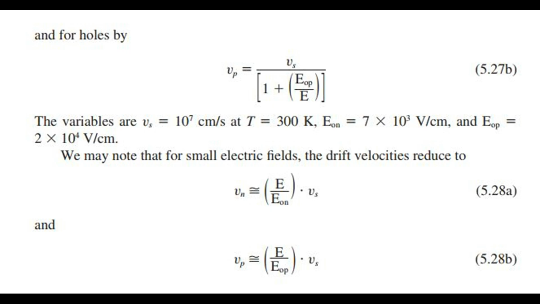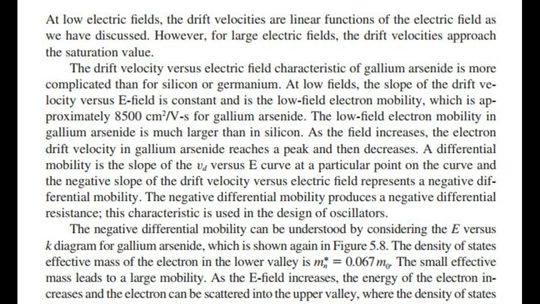and for holes by. The variables are v sat equals 10 million centimeters per second at temperature equals 300 kelvins, E0n equals 7,000 volts per centimeter, and E0p equals 20,000 volts per centimeter. We may note that for small electric fields, the drift velocities reduce to the linear forms. At low electric fields, the drift velocities are linear functions of the electric field as we have discussed. However, for large electric fields, the drift velocities approach the saturation value.